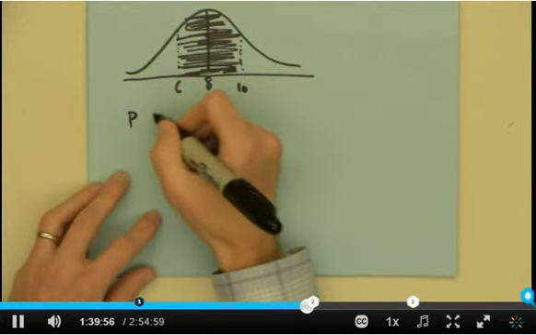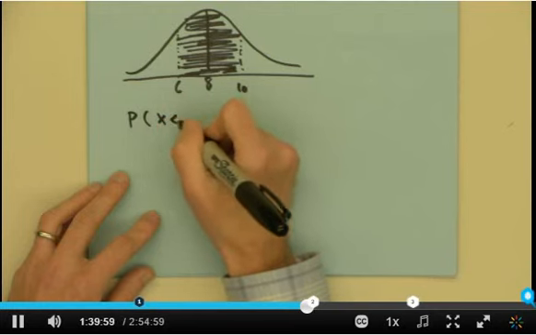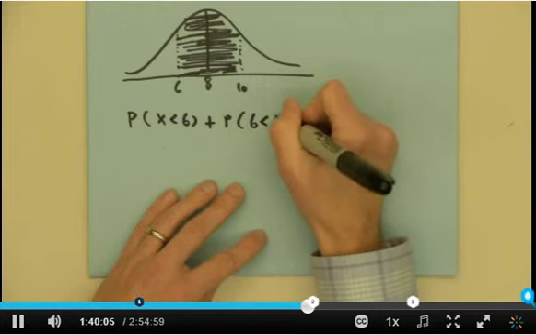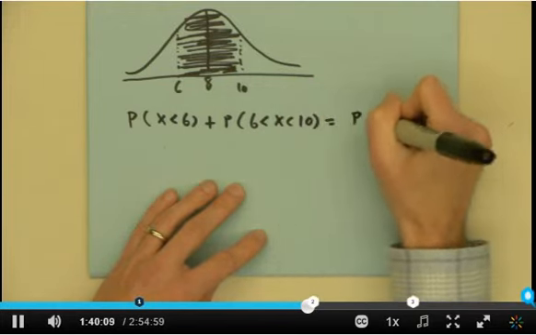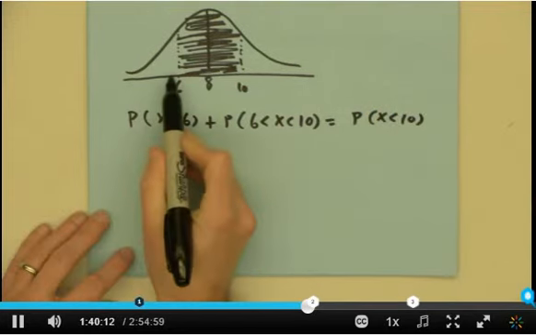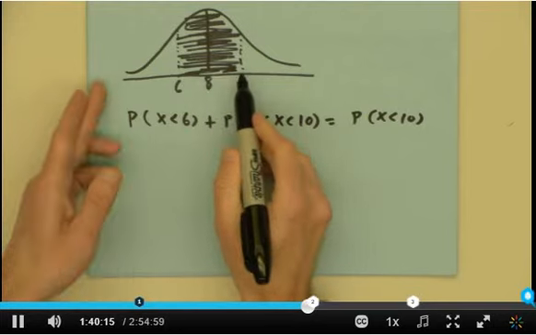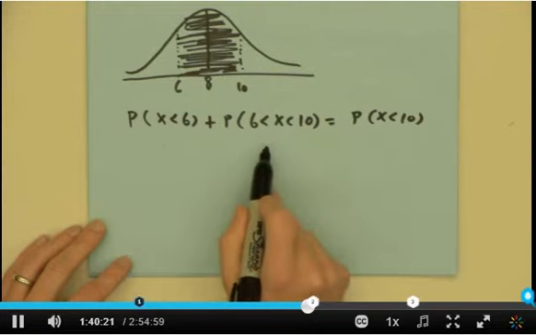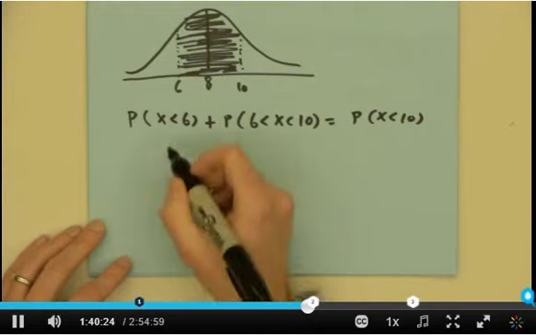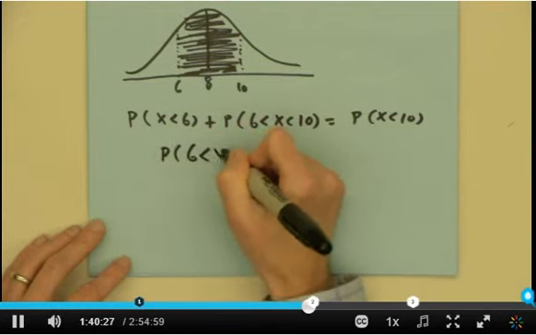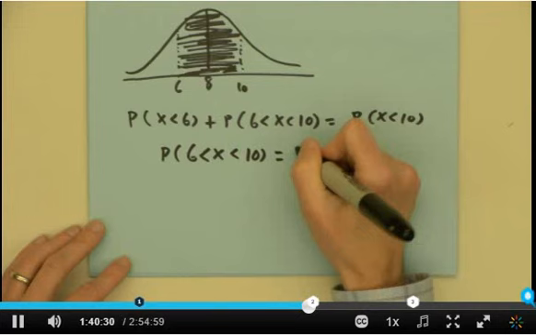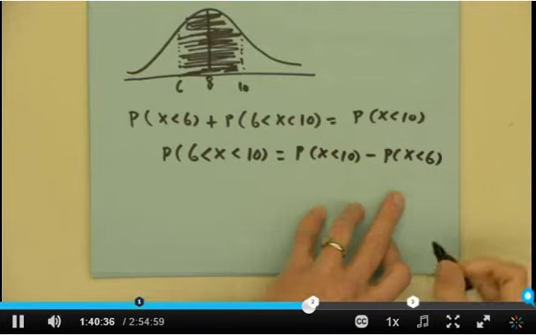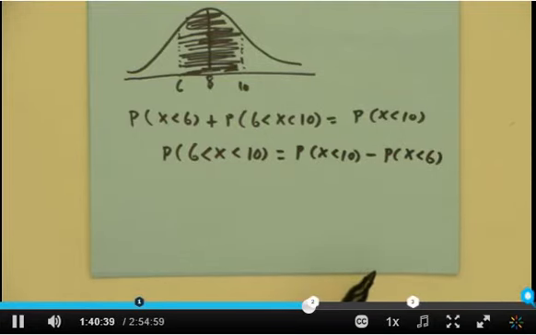So what I'm actually using is this idea. The probability that x is less than 6 plus the probability that x is between 6 and 10 is the probability that x is less than 10. Alright, if I add up the area here and the area here, I get the total area up to this point. That's what this says. So if this is the value I want, I can just move this to the other side. The probability that x is less than 10 minus the probability that x is less than 6. Because everything left over in that range is a number between 6 and 10.